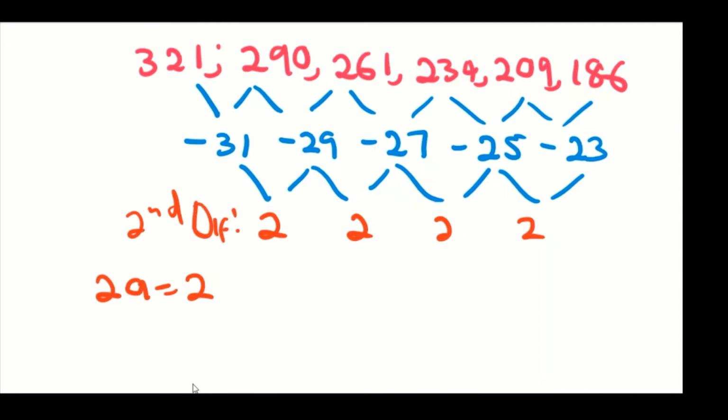And let me just label this as the first difference. So to find the value of a, we're going to divide by 2 on both sides. So our a value is equal to 1, right?